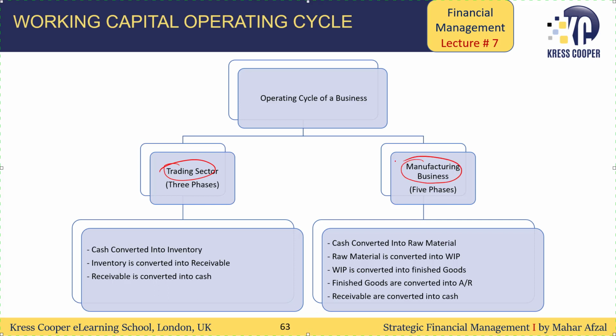In the trading sector, there are three phases of the operating cycle. Cash will be converted into inventory. Inventory will be converted into receivables, and receivables will be converted back into cash. In the same way, in the manufacturing sector, there are five phases of the operating cycle. Cash will be converted into raw material, then into work in process, then into finished goods, then into receivables, and receivables will be converted into cash.